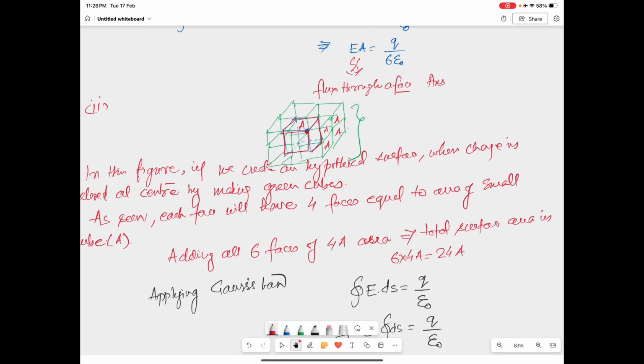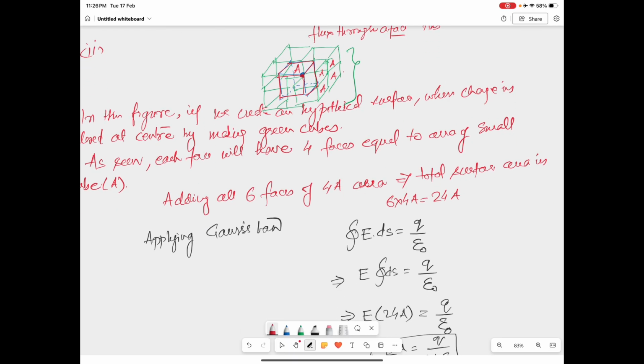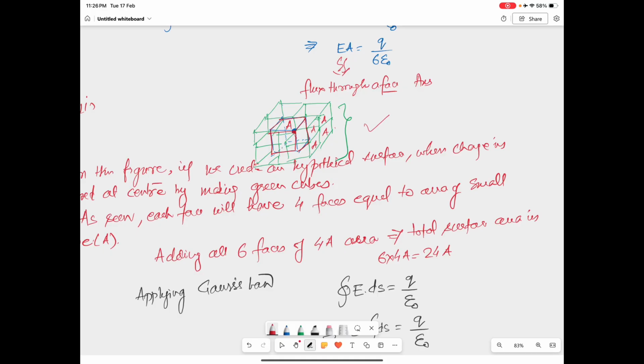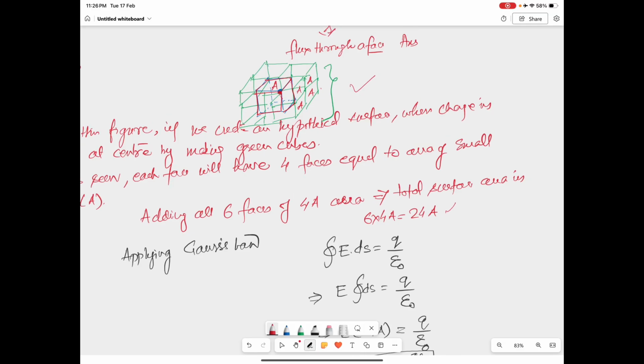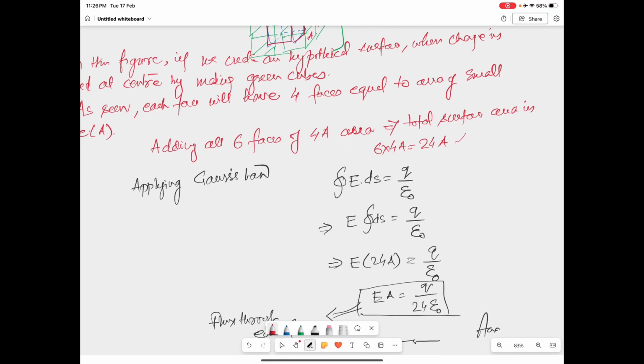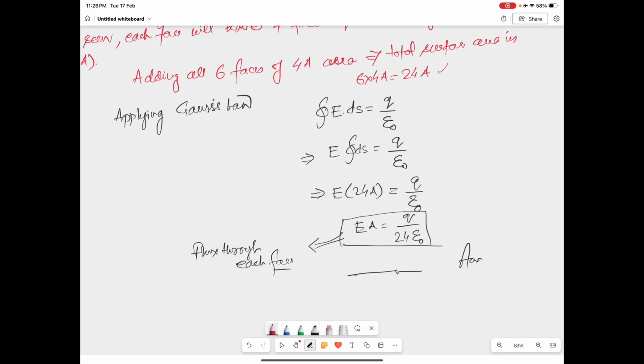So like this, there are 6 such faces. Adding all, there are 4A on each face and 6 faces, so the total area will be 24A, where A is the area of the small cube at the corner of which the charge is placed. I am again using Gauss's law: E dot dS is q upon epsilon naught. E is taken out, and the total area is 24A. So EA will be Q upon 24 epsilon naught. So you can understand that through each face of the cube, the flux will be Q upon 24 epsilon naught.